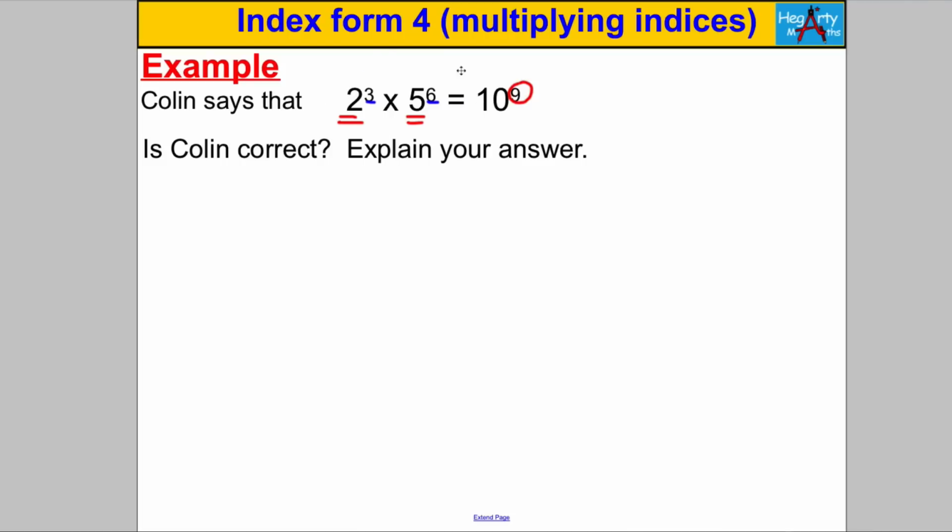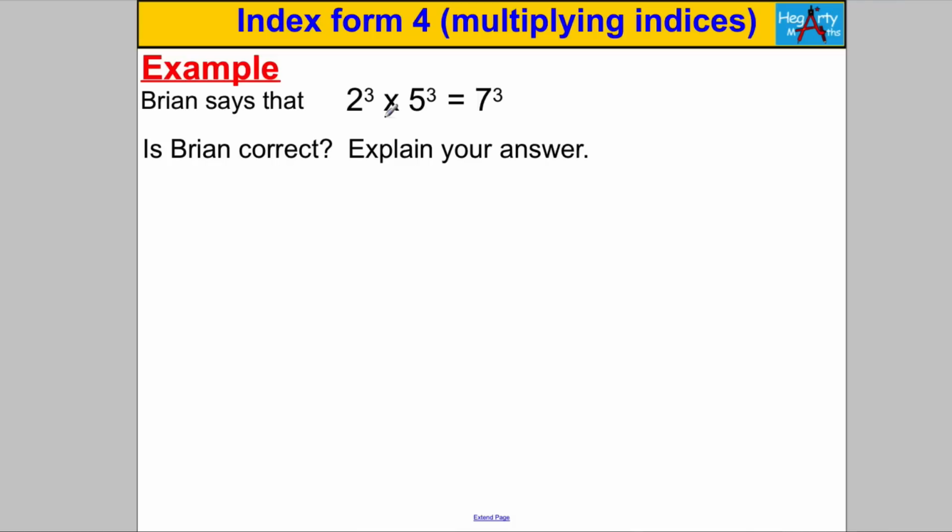You're only allowed any form of simplification when the base number is the same. If the base number is not the same, keep the things alone. Leave them alone. Leave 2 cubed on its own. Leave 5 to the power of 6 on its own. Don't try and combine either the exponents or the powers or the base numbers. Okay, so leave them alone. On that note, have a think about this.